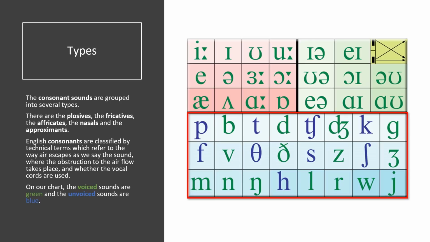Types. The consonant sounds are grouped into several types. There are the plosives, the fricatives, the affricates, the nasals, and the approximants. English consonants are classified by technical terms which refer to the way air escapes as we say the sound, where the obstruction to the airflow takes place, and whether the vocal cords are used. On our chart, the voiced sounds are green and the unvoiced sounds are blue.